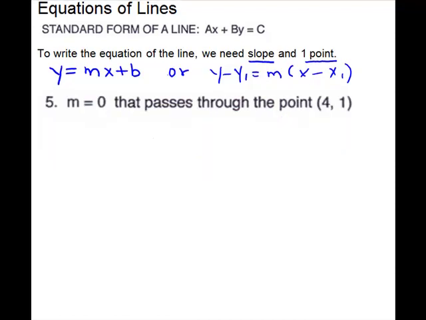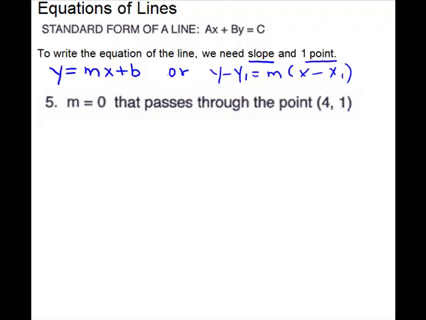There are a couple of different ways we could think about problem 5. It tells us our m is 0 and it passes through the point 4, 1. We can go straight into our formula. Another option is to remember what kind of line has a slope equal to 0. A horizontal line. A horizontal line is always y equals some value. It would have to equal the value out of this point. So it would be y equals 1.